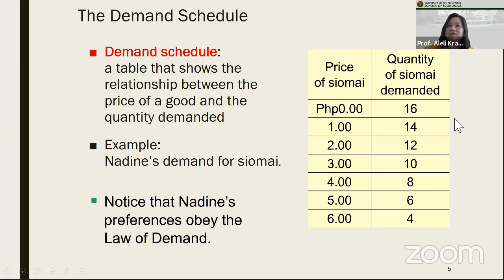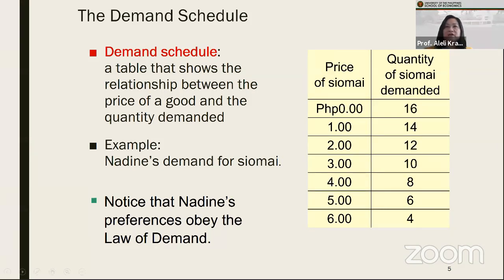So, that means, for instance, when the price is zero, Nadine would want to consume or buy 16 pieces of siomai. But when the price of siomai is 6 pesos per piece, then Nadine would just want to buy 4 pieces of siomai. So we see that this is the demand schedule. It's a table that shows the price of the good and how much of that good a person would want to demand at a certain price.